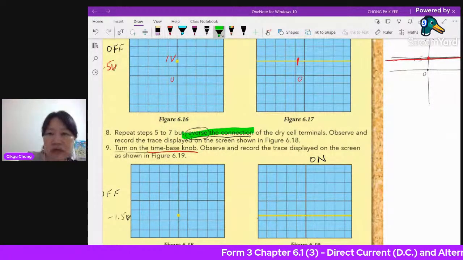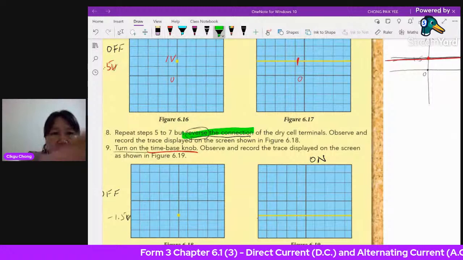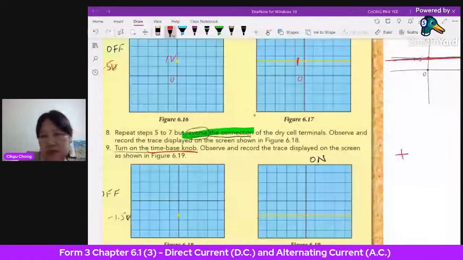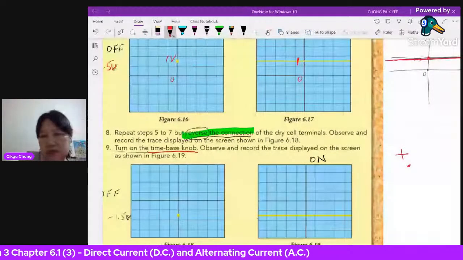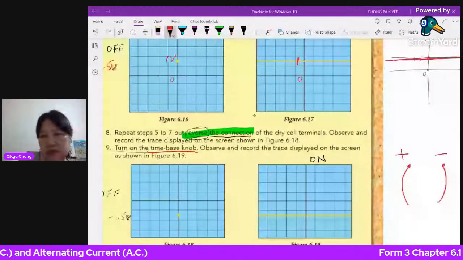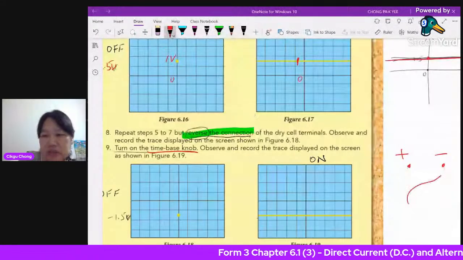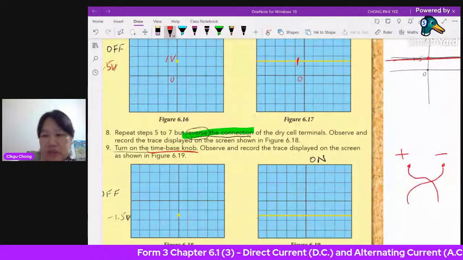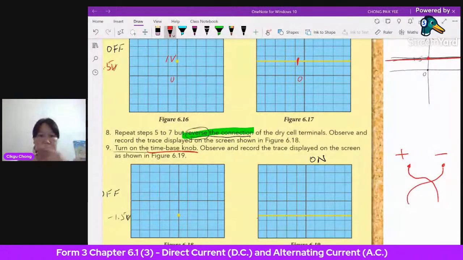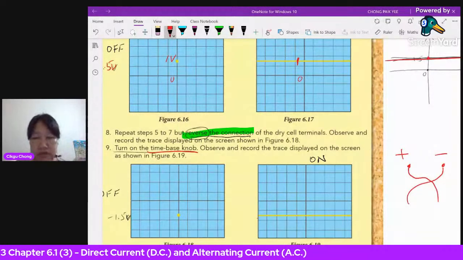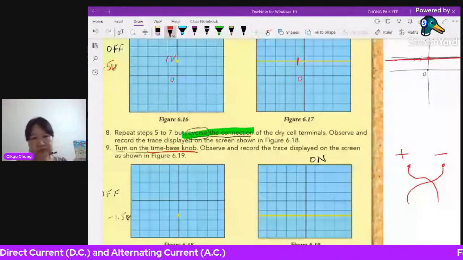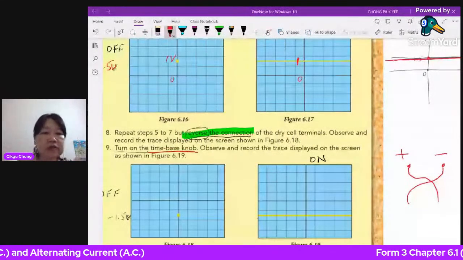This is the positive terminal, this is the negative terminal. So originally the wire was like this. You connect like this. Now you switch this wire, you go here, and this wire you go there. You reverse the connection of the terminal: positive goes to negative, negative to positive. All right, now you do the same thing.